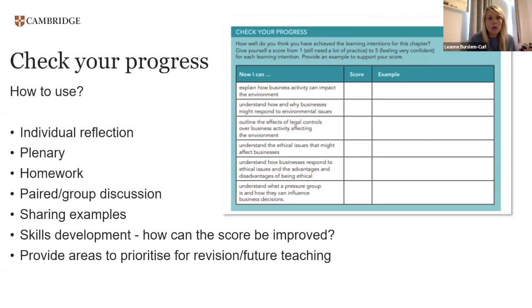So an individual reflection as part of a plenary, it could be as part of a homework activity, it could be a discussion. But something I think is really nice is that the examples that students have given, they could share together in a group or as part of a class discussion. Further reflection can then be encouraged because students could think about how they might be able to improve the score that they have. So what activities could they then do to improve their score moving forward? As a teacher, it's also really helpful because it can help you to provide areas to prioritise for revision or future teaching or perhaps homework tasks.